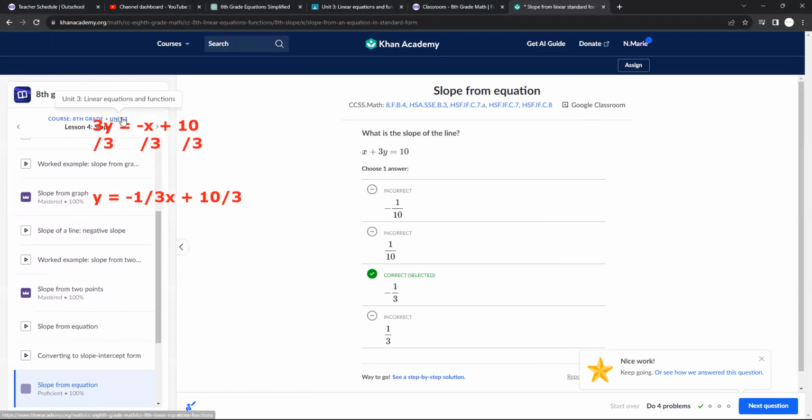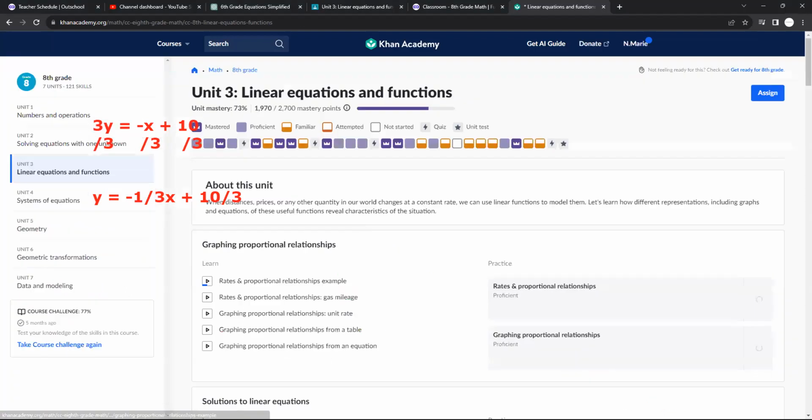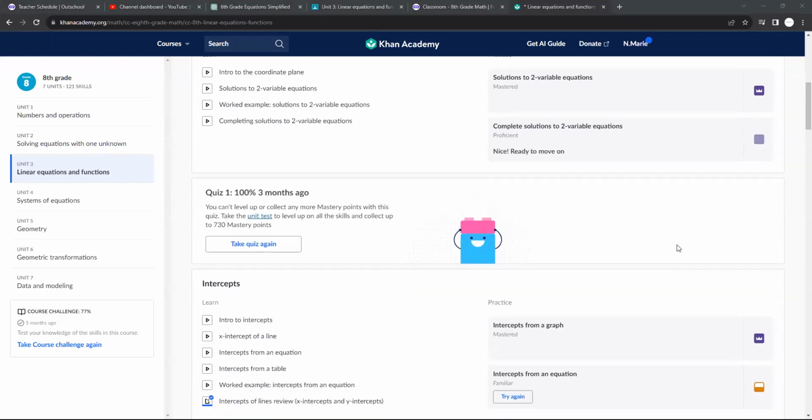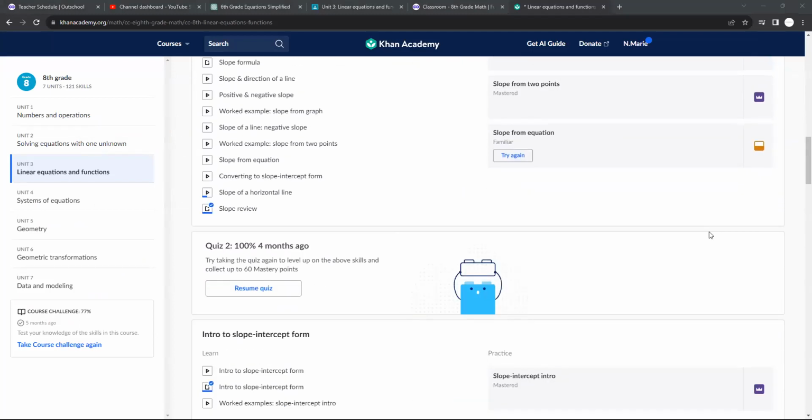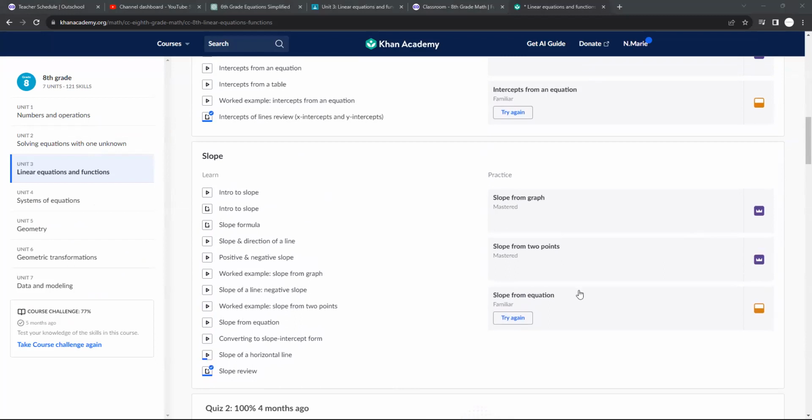And that's pretty much the second part of the unit. Being that this is 8th grade math, solving equations and graphing should not be new to you, right? I'm sure you've probably seen this stuff before. It might just be a little trickier.